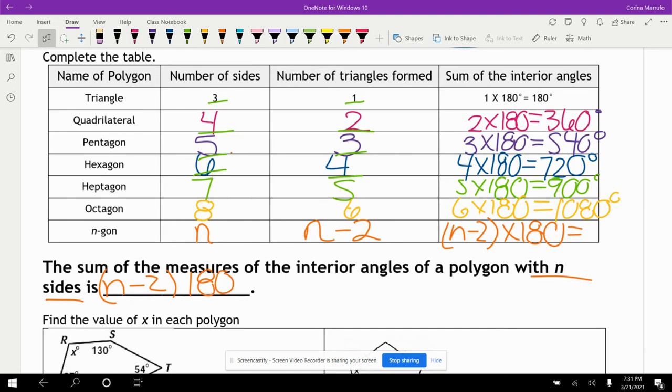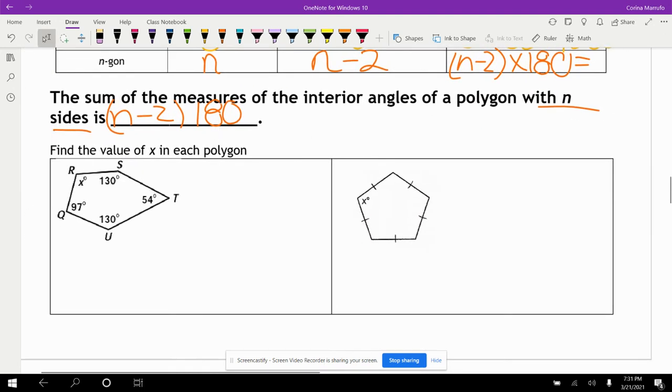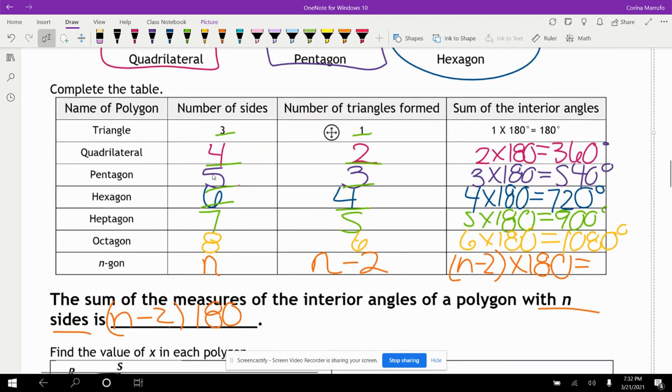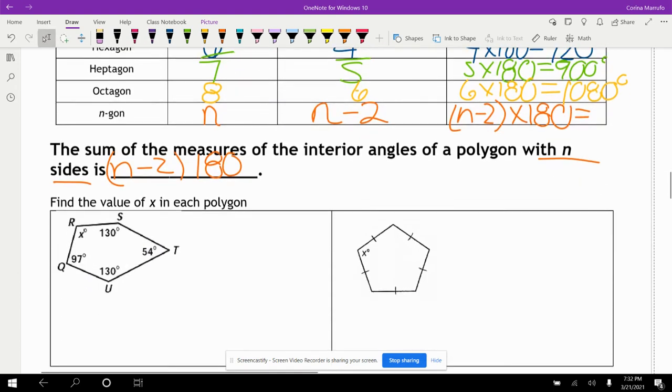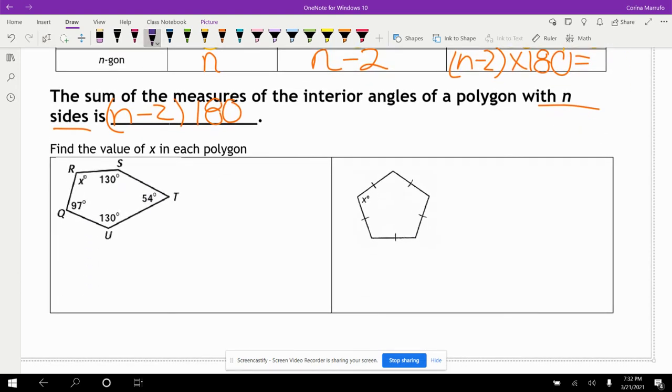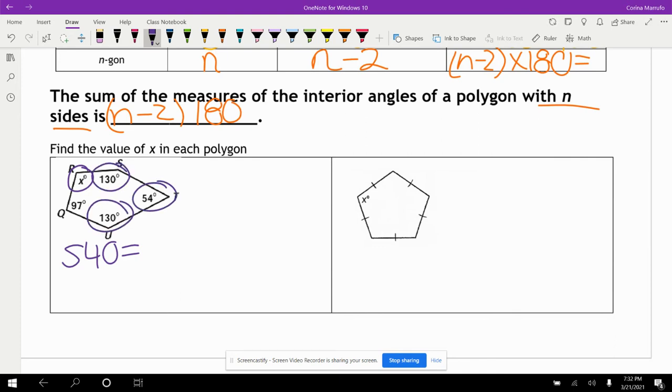Okay, so here it says find the value of x in each polygon. So if we notice here, we have a 1, 2, 3, 4, 5-sided figure. So based off of this information, a 5-sided figure is a pentagon, and the sum of the angles is going to be 540. So the sum of these ones is going to give us 540 equals, I'm going to go ahead and add all these angles. So the x plus the 130 plus the 54 plus the 97.